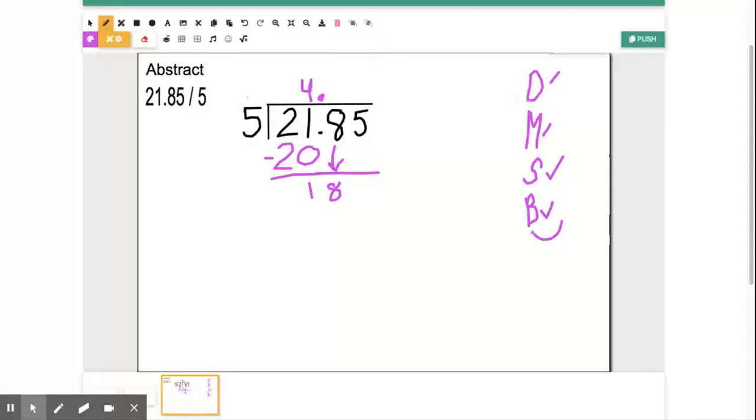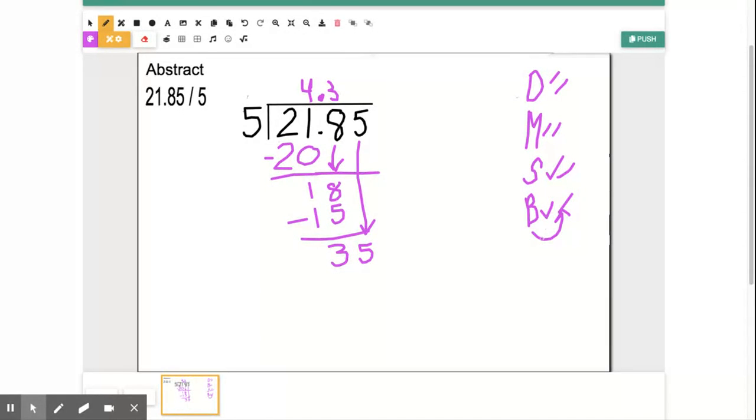And now it's time for me to go all the way back up at the beginning and do it all over again. How many times does 5 go into 18? 3 times. Done dividing. Time for me to multiply. 3 times 5 is 15. Time for me to subtract. 18 minus 15 equals 3. 5 cannot go into 3, so I need to bring this 5 down.